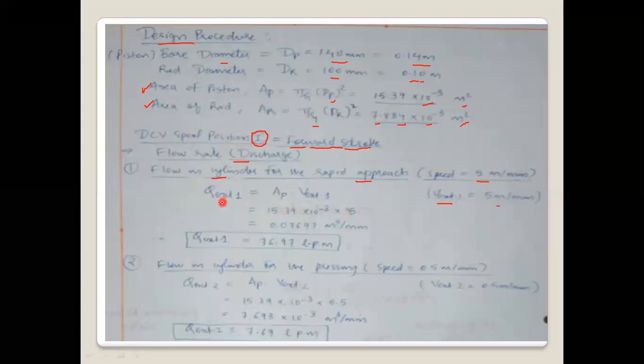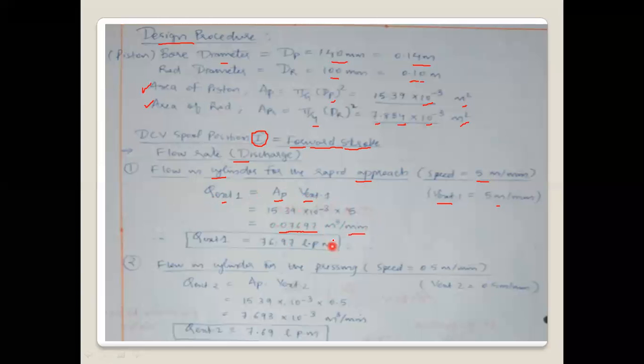So for the extension, the oil will be going to the piston side of the cylinder. Okay, oil is going inside the piston of the cylinder. So I will consider area of piston. We know that by continuity equation, flow rate is equal to area into velocity. So area of piston multiplied by the V extension 1. So I will get 0.0769697 meter cube per minute.